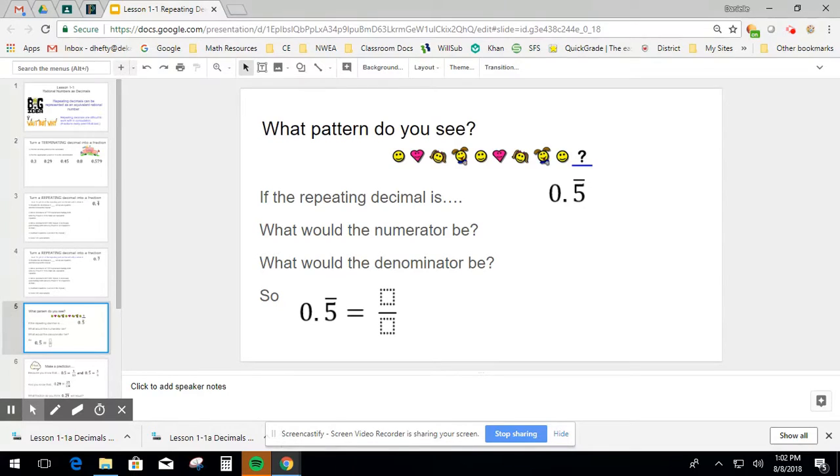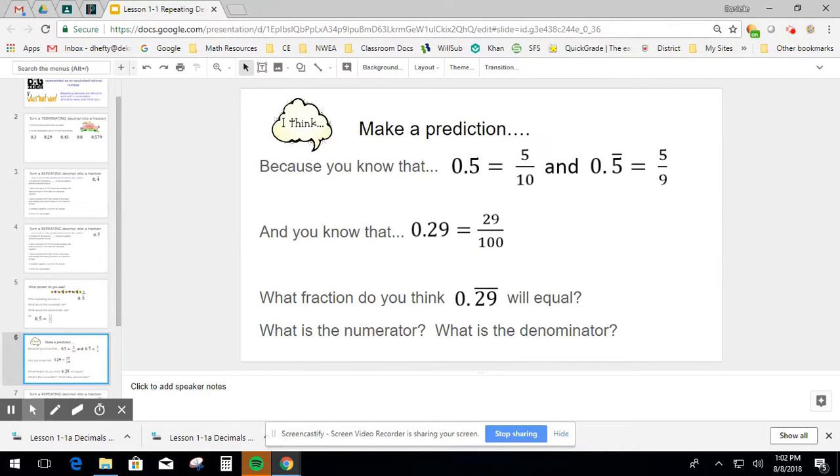Okay, let's see if your answers matched mine. So you know that 0.5 terminating is 5 over 10, and hopefully you discovered that 0.5 repeating is actually 5 over 9. So when there's 1 digit repeating, you should be able to take the number, put it on top as the numerator, and then the denominator is 9.